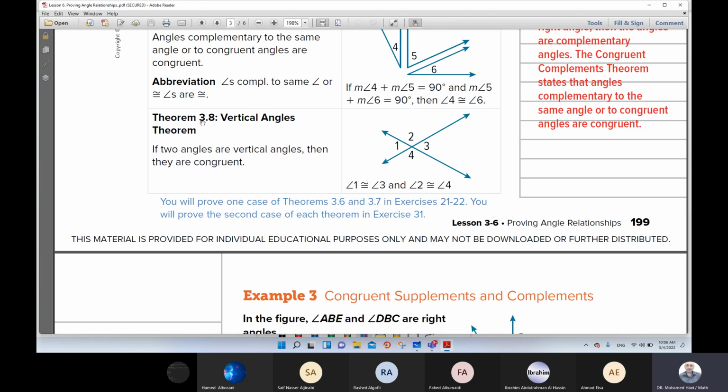And theorem 3.5, vertical angles theorem. If two angles are vertical angles, like 2 and 4 vertical angles, 1 and 3 will be vertical angles. And as you remember, the vertical angles will be congruent. So it means angle 1 congruent with angle 3, and angle 2 congruent with angle 4.